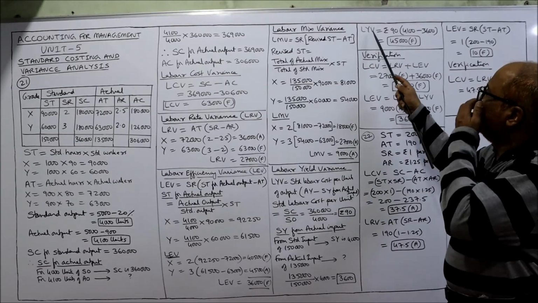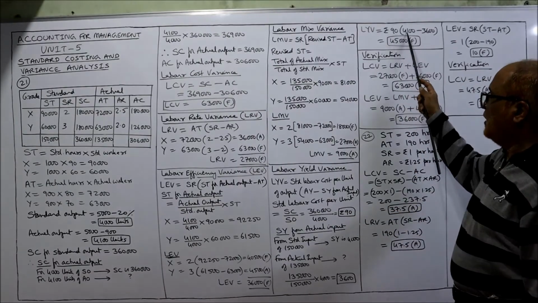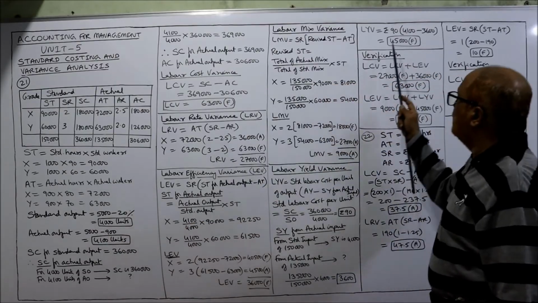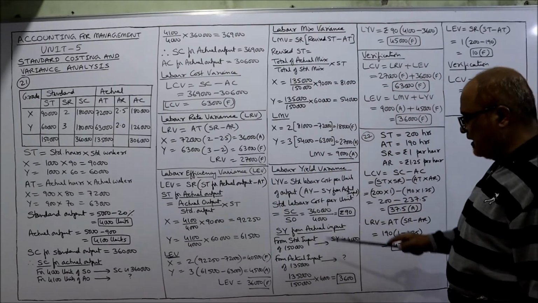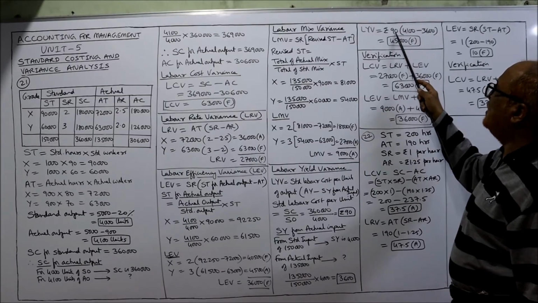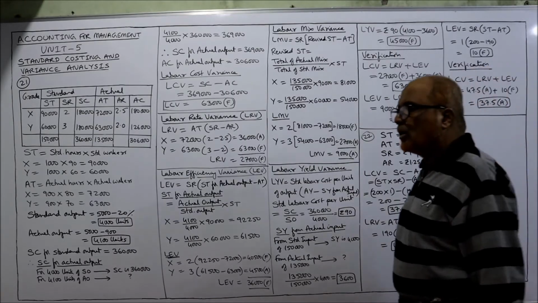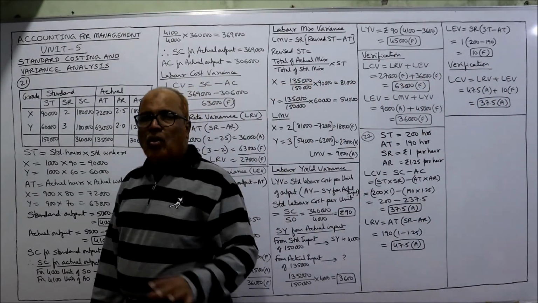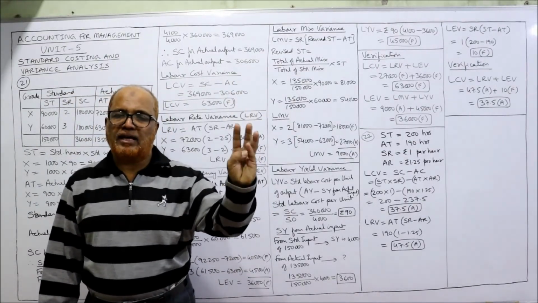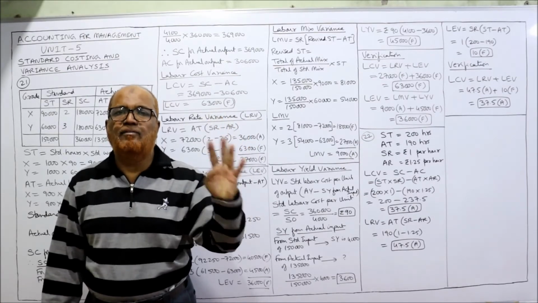Now we substitute. Labor yield variance is equal to standard labor cost per unit, 90 rupees, into actual yield minus standard yield. Actual yield is 4,100. So 4,100 minus 3,600 into 90, 45,000 favorable. We got LYV. All the 5 variances we have completed: labor cost variance, labor rate variance, labor efficiency variance, labor mix variance and labor yield variance.